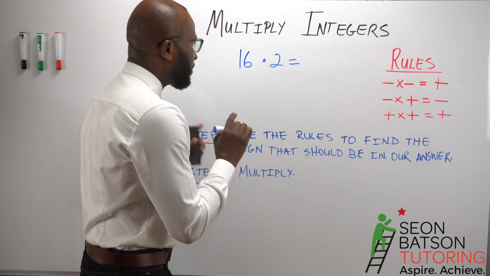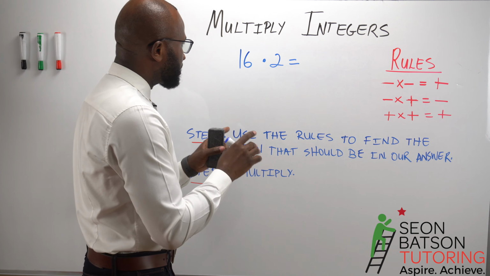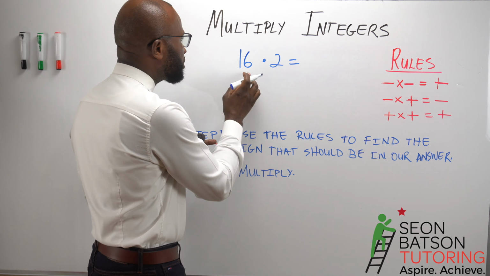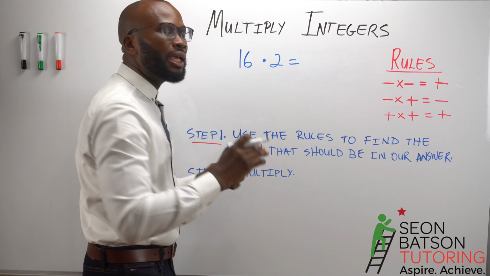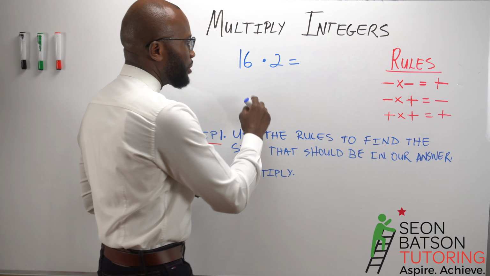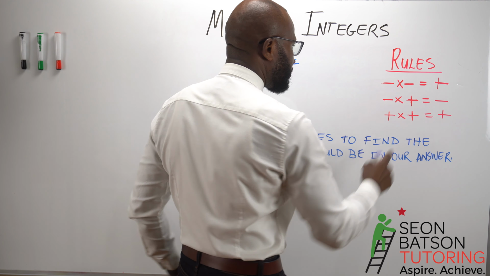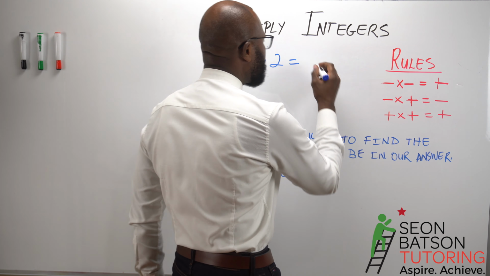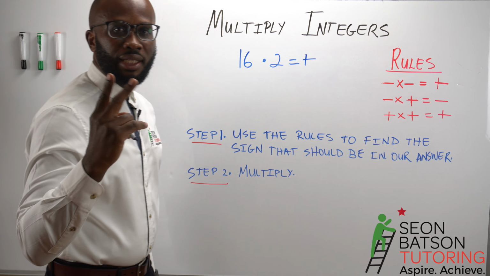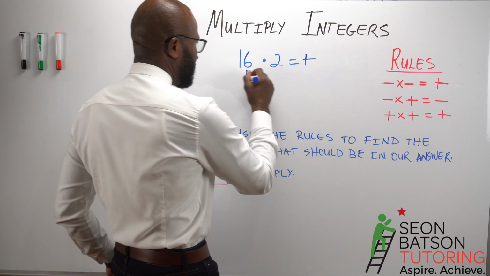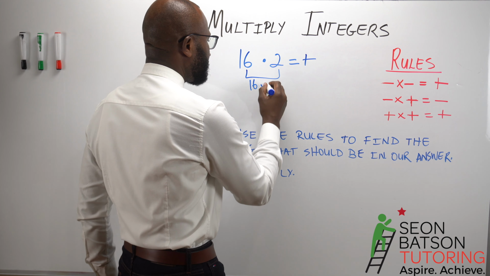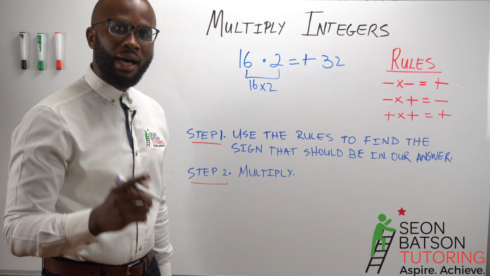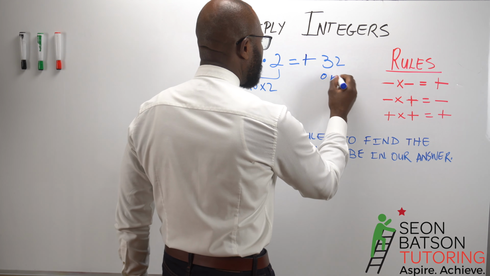Both are positive. Remember we said if the integers are positive, we do not have to write that positive sign in front of them. So just know that whenever you see no sign in front of an integer, it is automatically positive. So we are multiplying a positive by a positive, and if we multiply a positive by a positive, we should get a positive. Very good. Then step 2, we multiply. 16 times 2 is 32. So our answer is positive 32, or 32.